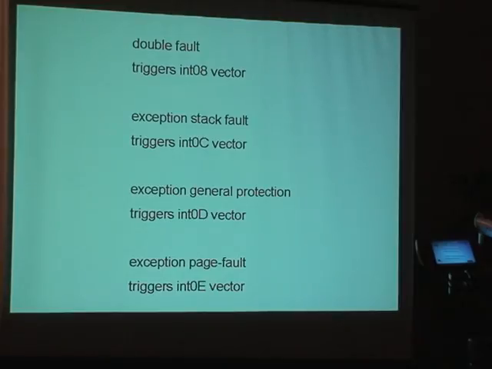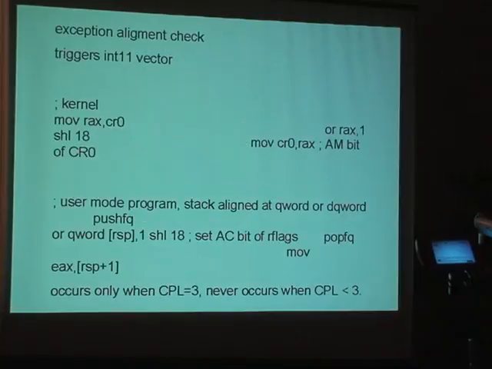Double fault is useful only in kernel, because this exception is triggered when an exception is made in one interrupt handler. Then exceptions stack fault, general protection, page fault concern the kernel. Some exotic exception, alignment check, triggers interrupt 17, or 11 in hexadecimal. It's an interesting exception, really.